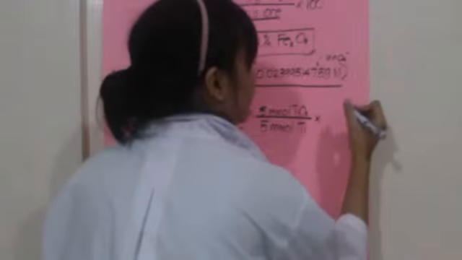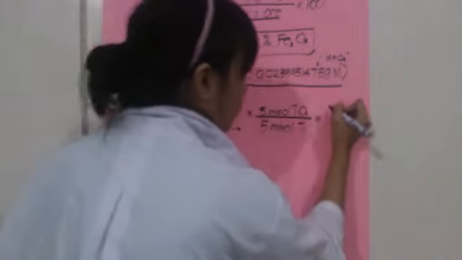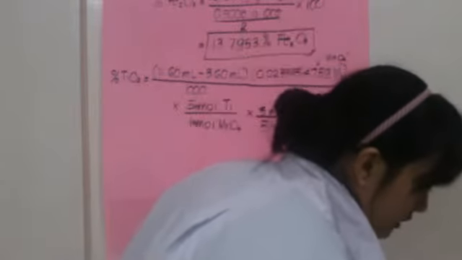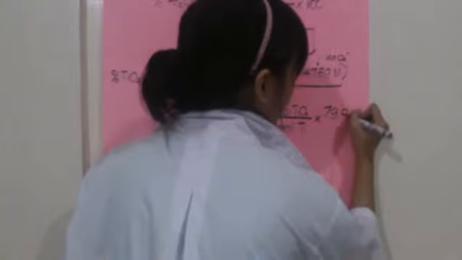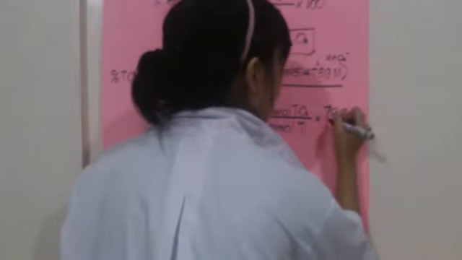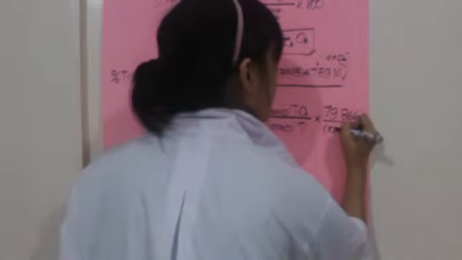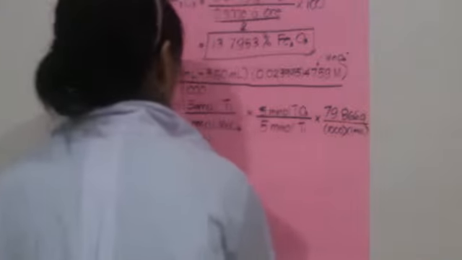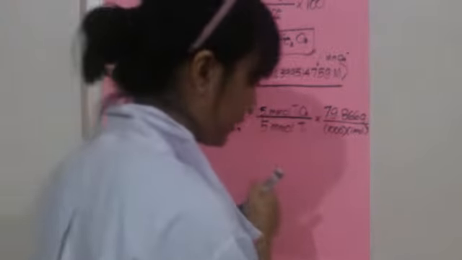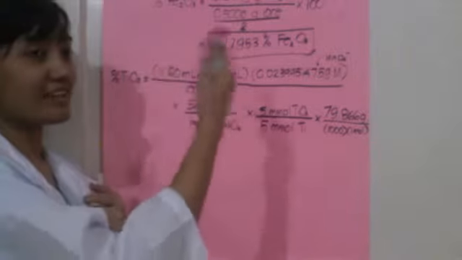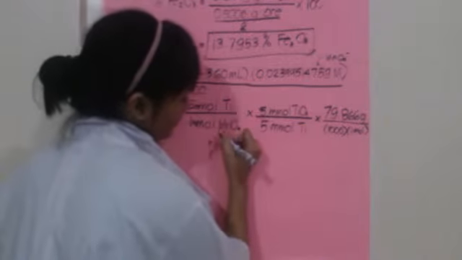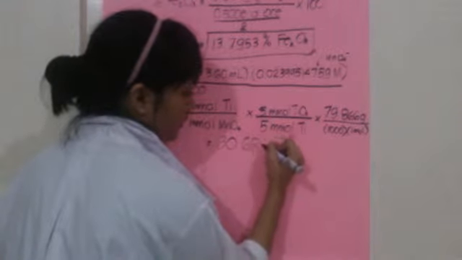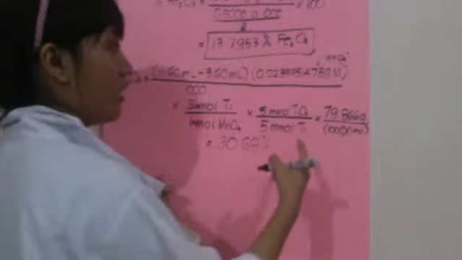Then multiply by the formula weight of TiO2, which is 79.866 grams per 1,000 millimoles, multiplied by the 1 mole. By calculating this, you will get an answer of 30.68% of TiO2.